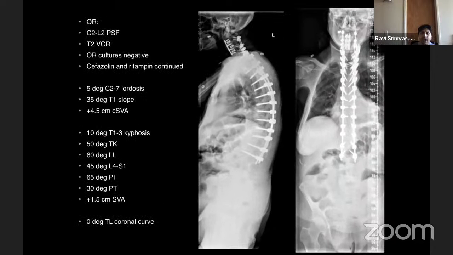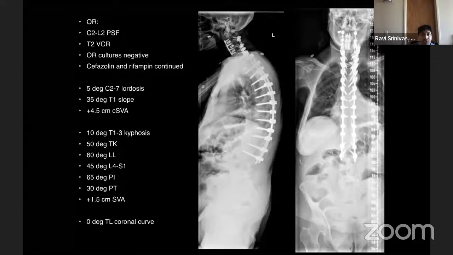Okay, so this is where we returned to the OR, and the patient had a T2 VCR and a C2 to L2 posterior fusion deformity correction. Also, OR cultures were taken this time, and they were negative this time. So the cefazolin rifampin was continued for the previous MSSA from that previous superficial fluid collection.